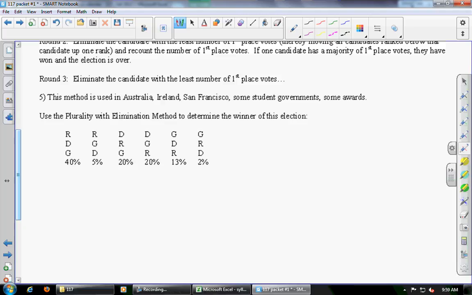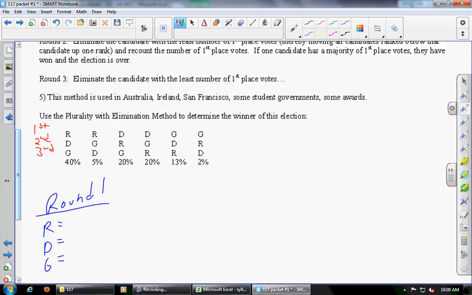Okay, so here's our old R, D, and G, Republican, Democrat, Green election, percentages at the bottom. Again, this is first place and second place and third. Still that order. And it's plurality with elimination. First thing we do is plurality. So, round 1. We have R, we have D, and we have G. And we are doing plurality.